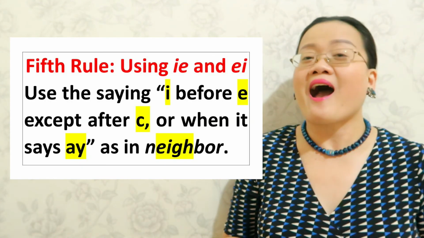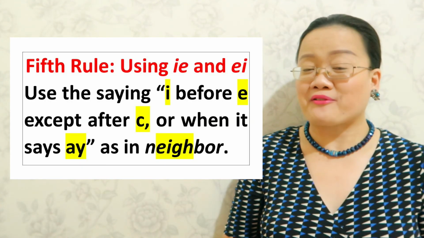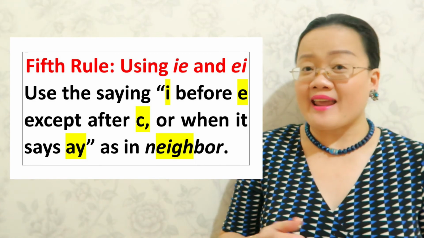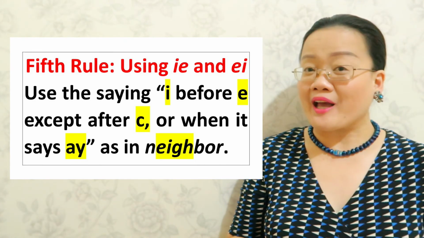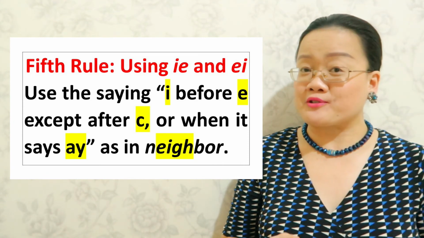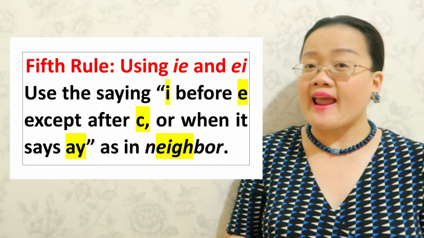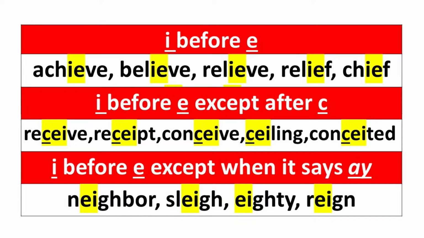For the fifth rule, we follow the well-known saying: I before E except after C, or when it says A as in neighbor. Again, I before E except after C, or when it says A as in neighbor. This helps us not to get confused when there is an I and an E in a word being spelled. With the said rule, let me show you some words that follow the rule I before E. We have achieve, believe, relieve, relief, chief, piece, and fierce.